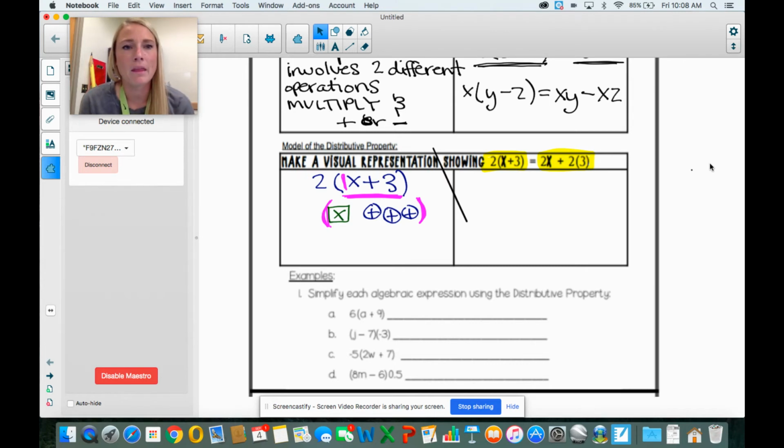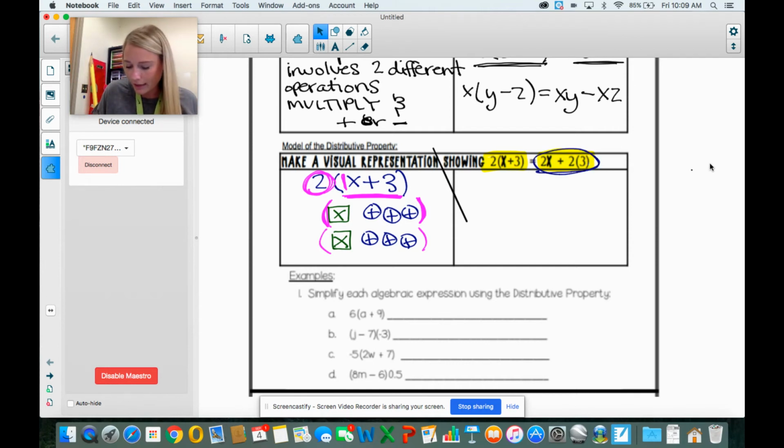Okay, but how many of those groups do I have? Well, I have 2, right? So I need to make another group that looks exactly like that. So I've got x plus 3. Okay, and so there are my 2 groups of x plus 3. Done. Okay, now we want to prove or show that it equals 2x plus 2 times 3, or 2 parentheses 3.